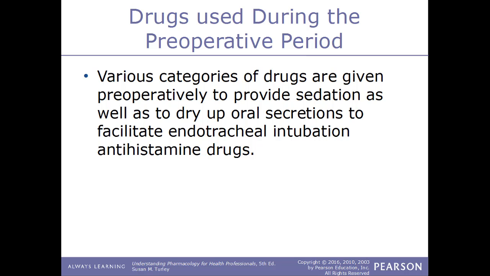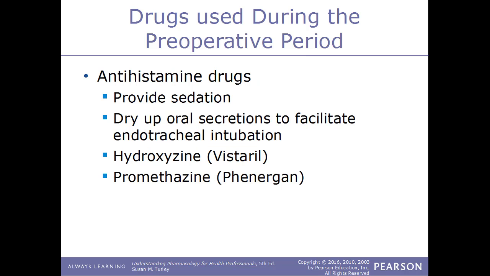Now, various categories of drugs are given preoperatively to provide sedation, as well as to dry up oral secretions to facilitate endotracheal intubation. A category of drugs that could be given are antihistamine drugs. These help to provide sedation. This also will act to dry up any oral secretions to facilitate endotracheal intubation. Some examples of drugs that would fit in this category: hydroxyzine, also known by the trade name Vistaril, and also promethazine, which is known by its trade name Phenergan.